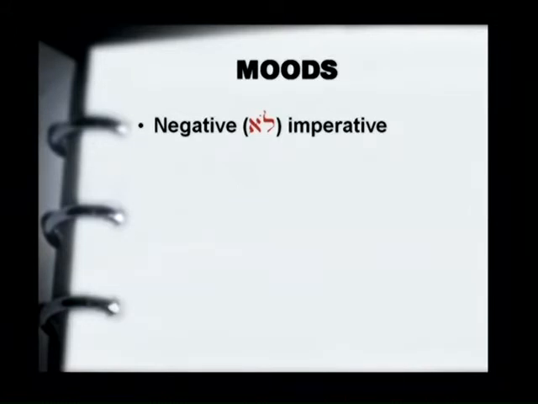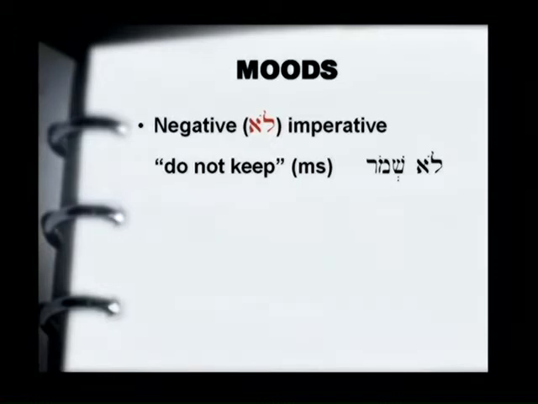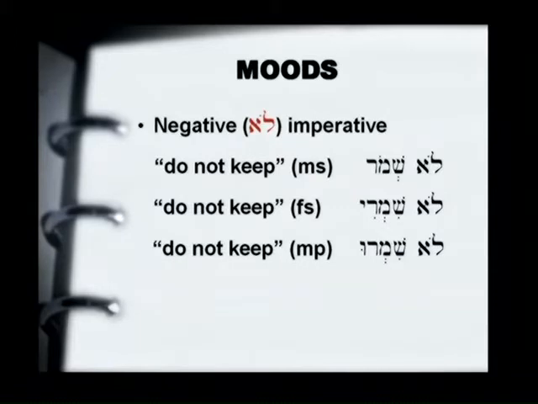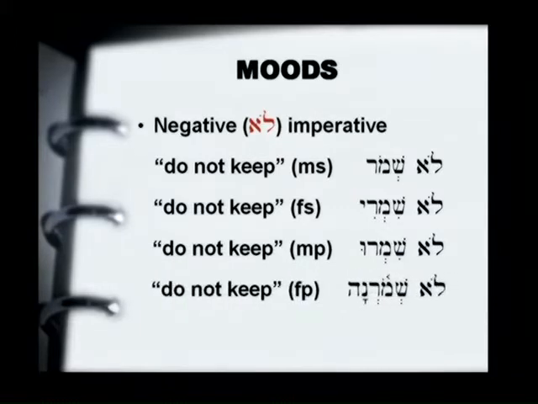We'll talk a little bit about al. Use lo. It is the negative for the imperative. Do not keep, never keep, lo shemor. Feminine singular, lo shemri. Masculine plural, lo shemru. Feminine plural, lo shemorna. These are the Ten Commandments given. The negative ones are given with lo.